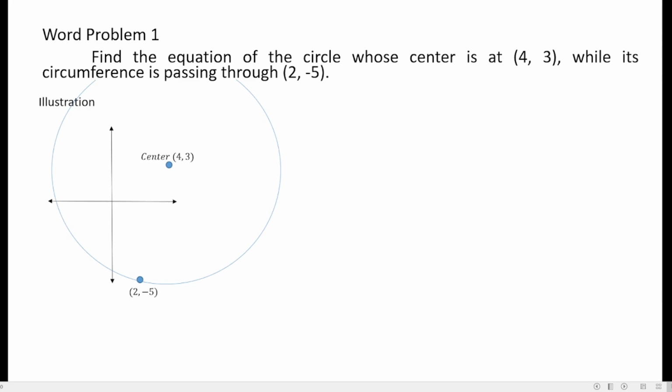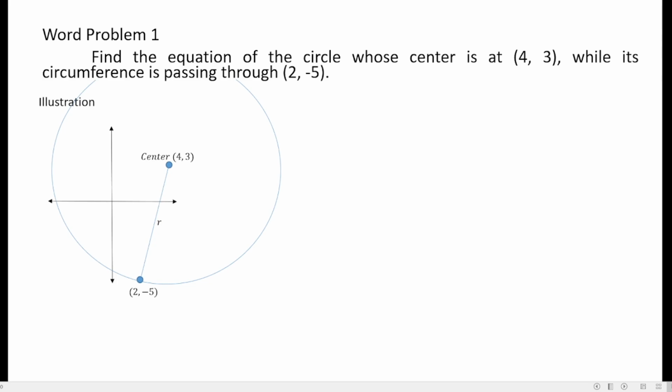Next, consider the circle as this one. This one is the whole circle. Why? Because this is the center, and it says there that the circumference is passing through (2, -5). So this is the circumference, which means it passes through (2, -5). Now, you might have realized already that the distance from the center (4, 3) to this point (2, -5) is considered the radius of the circle. Right? Because if you remember the definition of a radius, it is the distance from the center of the circle to any point on the circumference.